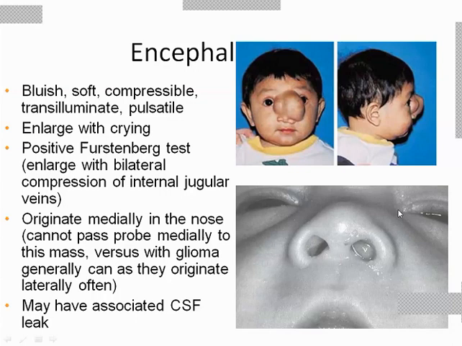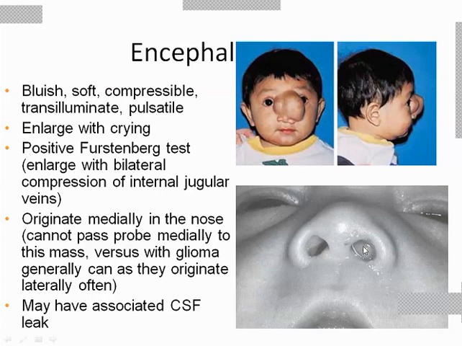Usually they can originate laterally also. Sometimes you cannot pass a probe laterally for the gliomas, whereas in meningiomas you cannot pass a probe medially. So these are all usually associated with CSF leaks, because sometimes there are pressure changes, infection, meningitis, CSF rhinorrhea. All are very, very common.